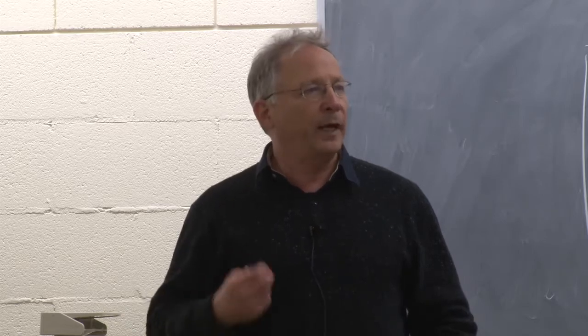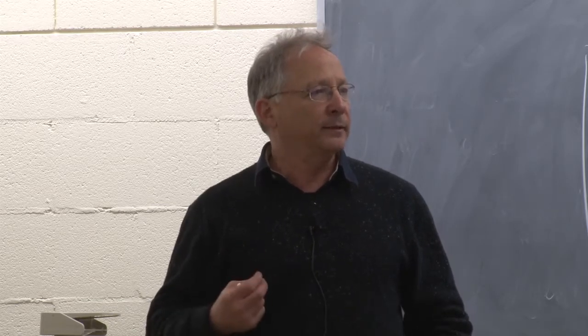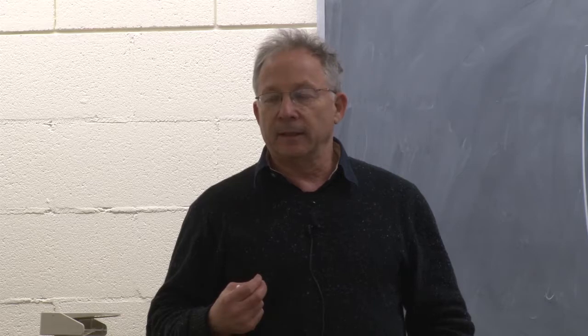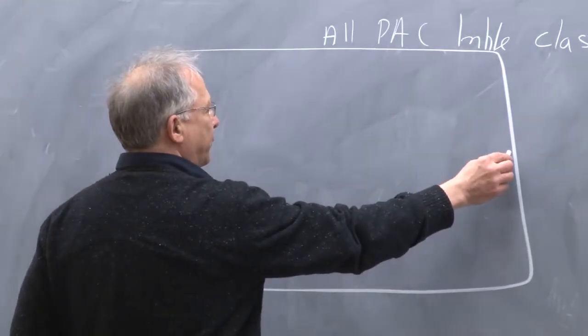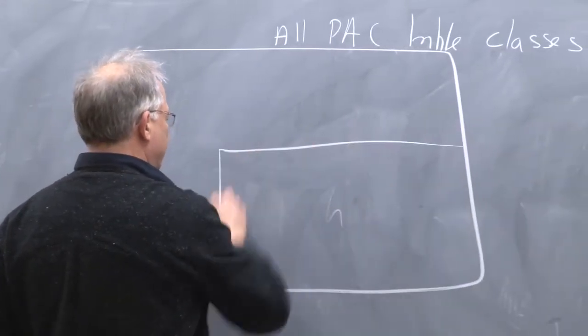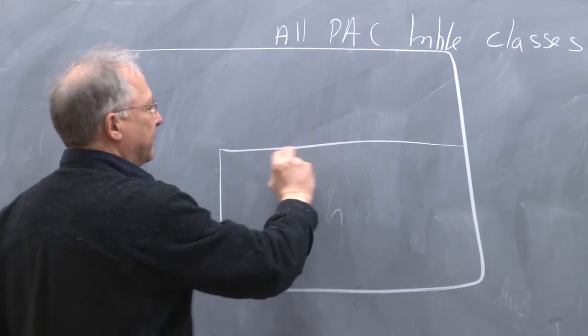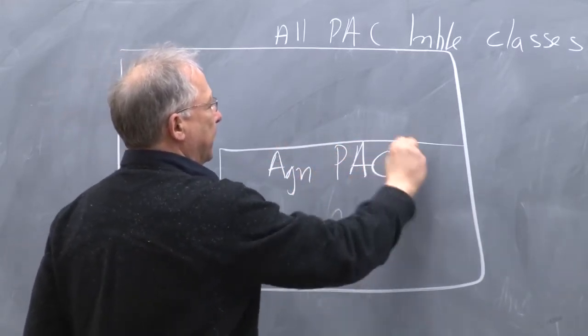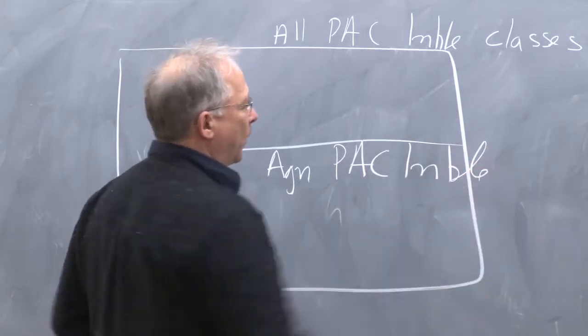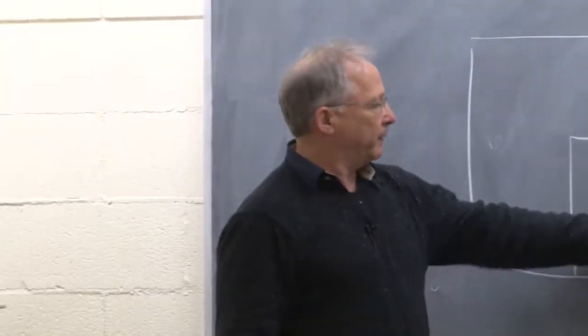Bigger, right? Should be bigger. Is it a stronger requirement to be agnostic PAC, or is it a weaker requirement than being PAC-learnable? It's a stronger requirement. Why is it a stronger requirement? So here I can have the class of all agnostic PAC-learnable. Why is it a stronger requirement?